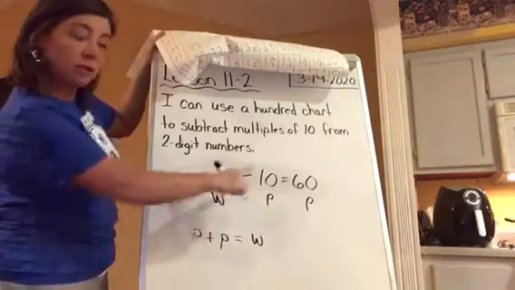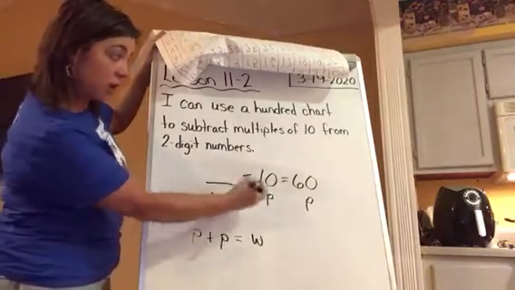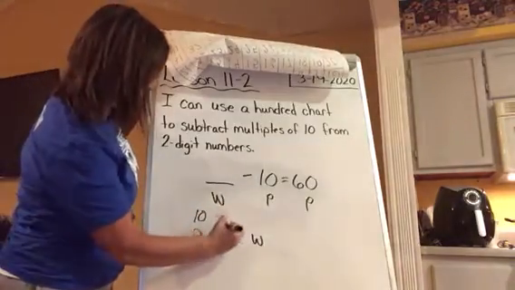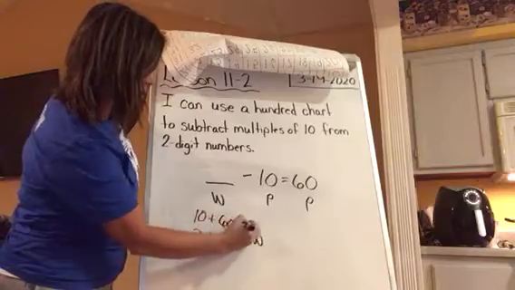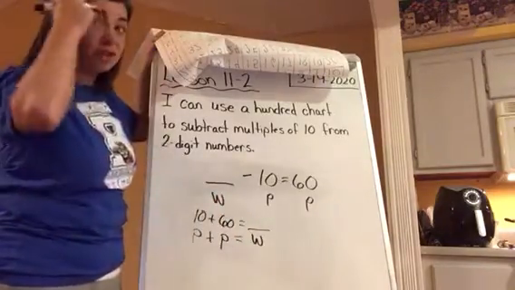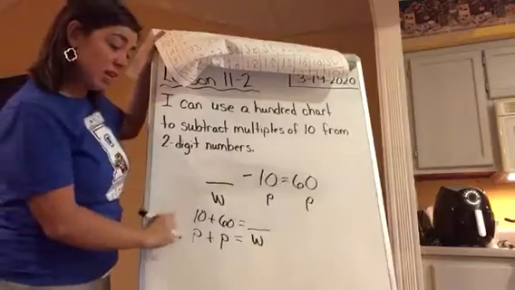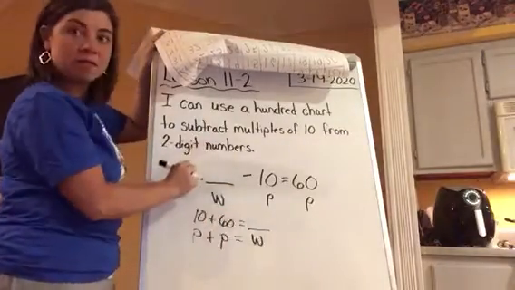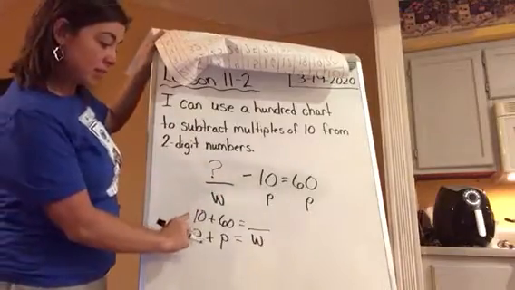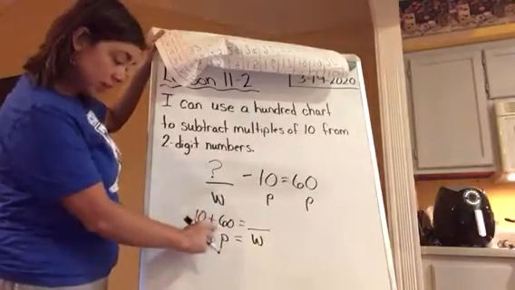So what part do we have? That's right, we have a 10. What other part do we have? 60. And that equals blank because we don't know our whole. So let's go to our 100 chart and see if we can solve this equation to find the missing mystery number. So we have 10 plus 60.